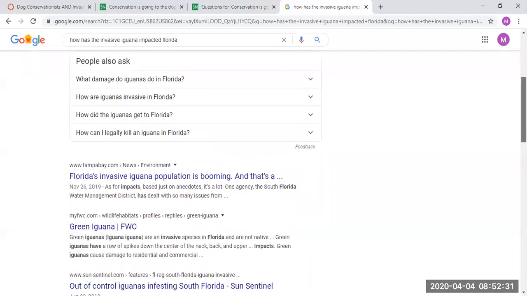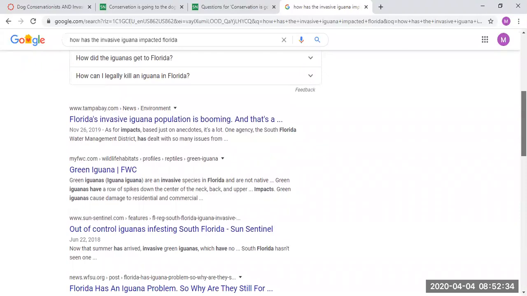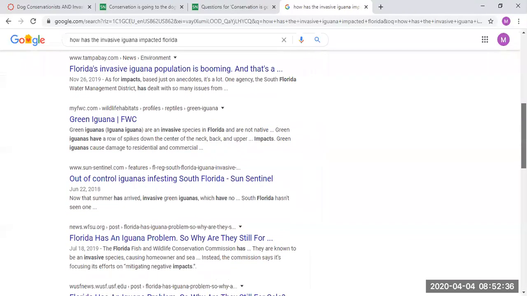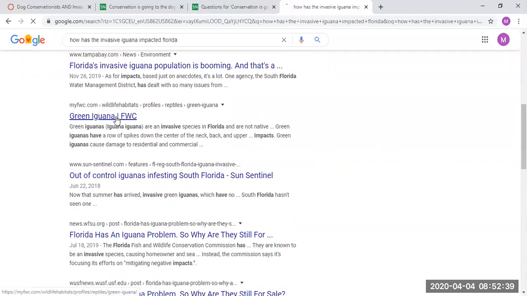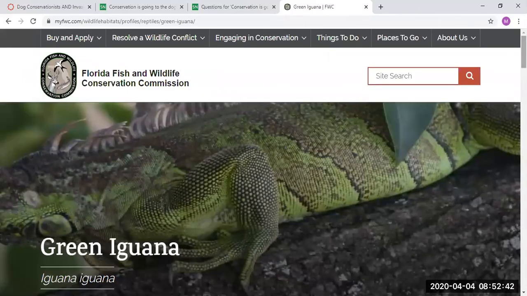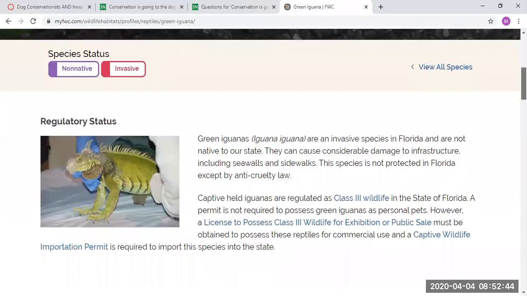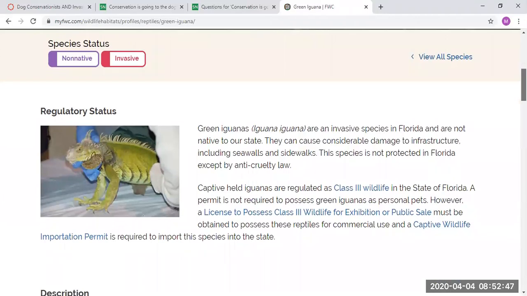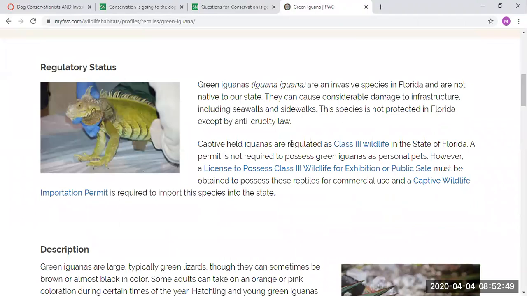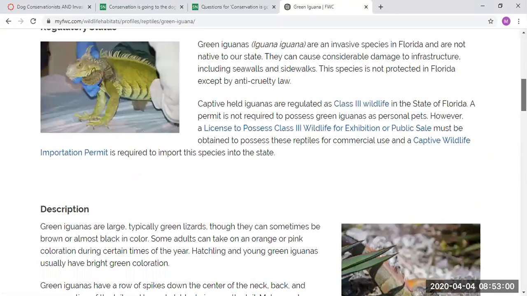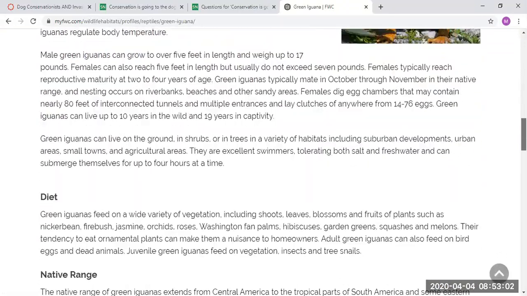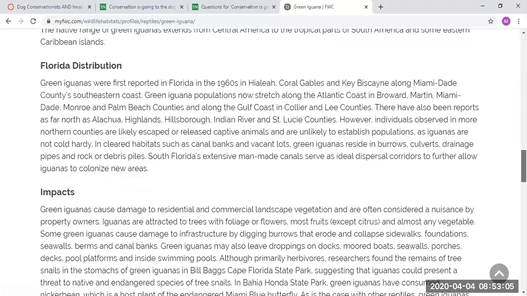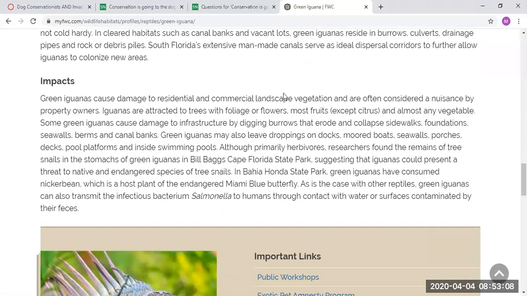Let's see what else. Let's try to find a good resource. I think this is the Florida Wildlife Conservation Commission. This should have good, reliable information. It says, besides that, captive held iguanas are regulated as Class 3 wildlife. A permit is not required to possess green iguanas. It talks about their description, their diet, their native range, Florida distribution, and impacts. This is what we're interested in.